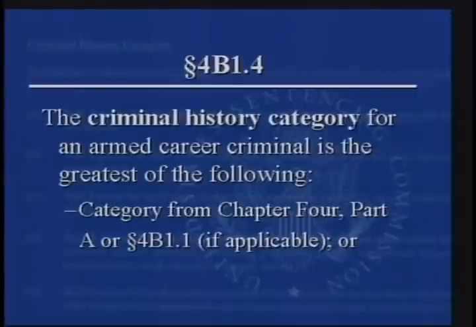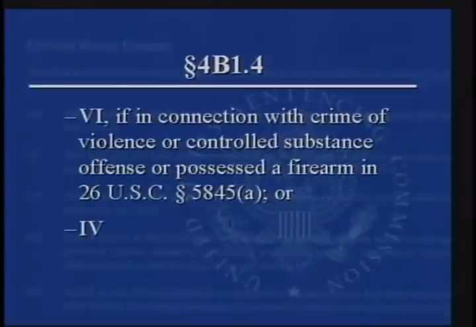First, we look at the category determined from Chapter 4, Part A, which is what we talked about at the beginning of the broadcast, assigning criminal history points. Or we look at the career offender guideline if the defendant so qualifies. Or the defendant would be considered a criminal history Category 6 if the defendant possessed the firearm in connection with a crime of violence or controlled substance offense. Or, and here's something that's somewhat different, if the defendant possessed a firearm that's listed in the National Firearms Act, and we find a list of those firearms at Title 26, United States Code, Section 5845(a), or if those three do not apply, the criminal history category for the armed career criminal would be Criminal History Category 4.